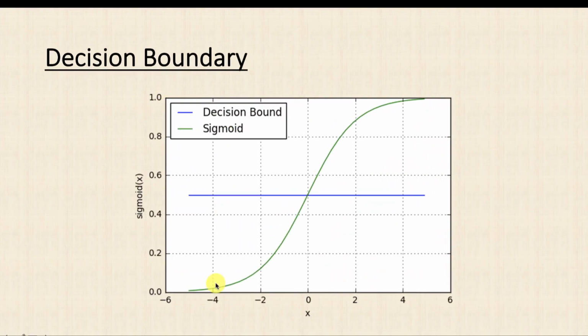So you can see over here, this is our decision boundary and this is our sigmoid function. The line is at 0.5. So above 0.5 and below 0.5, that is class 1, that is class 0, right?